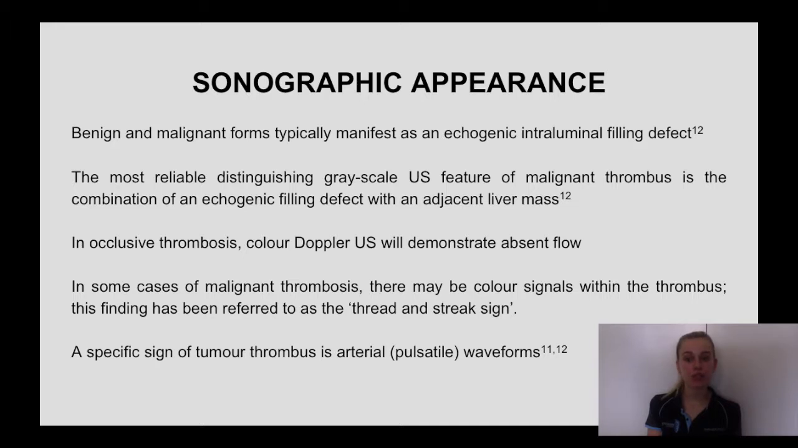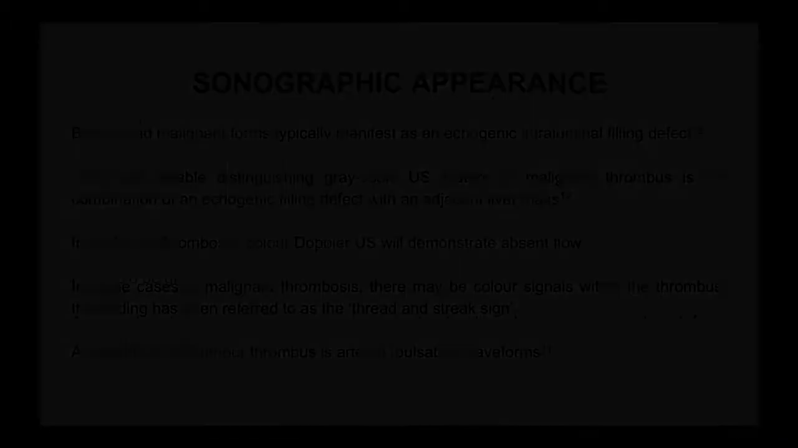In some cases of malignant thrombosis, there may be colour signals within the thrombus. This finding has been referred to as the thread and streak sign. When sampled for spectral evaluation, these colour signals show arterial waveforms, which is a specific sign for tumour thrombus.